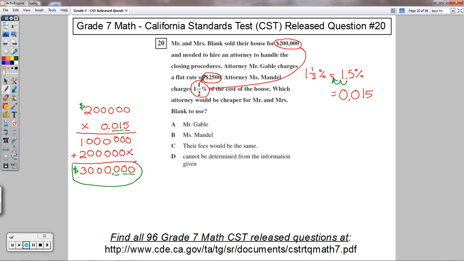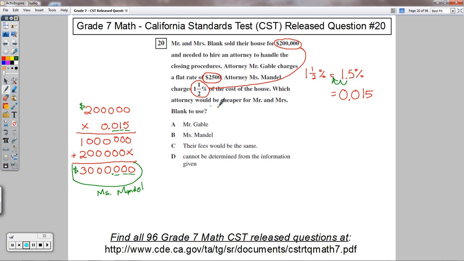And so let's compare that to this. Looks like Ms. Mandel charging $3,000 is going to be exactly $500 more than Mr. Gable charges here. So if the price were maybe a little bit lower, that would be 1.5% of $150,000, perhaps would end up being less than the $2,500 here. But we have $200,000, got a more expensive home here, and so Ms. Mandel will charge more because of that 1.5% rate in this particular case.